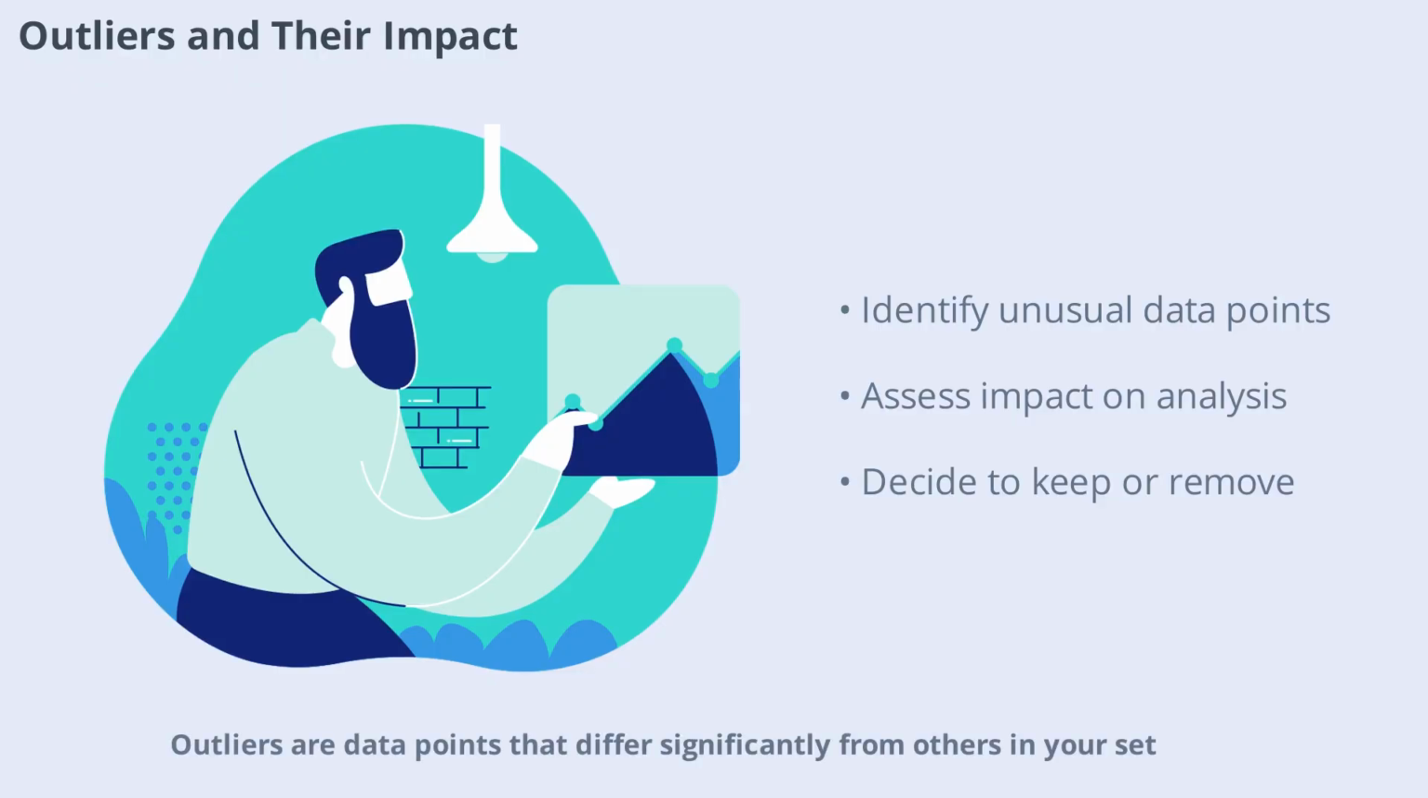Outliers are data points that differ significantly from others in your set. They can result from errors or represent rare events. Outliers can skew your analysis, so it's important to identify and decide how to handle them. Sometimes, removing outliers is appropriate, while other times they offer valuable insights.